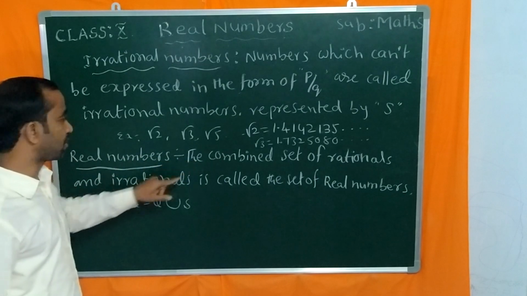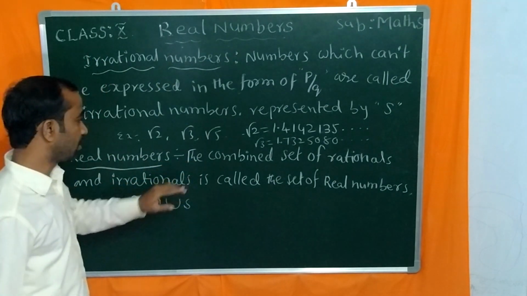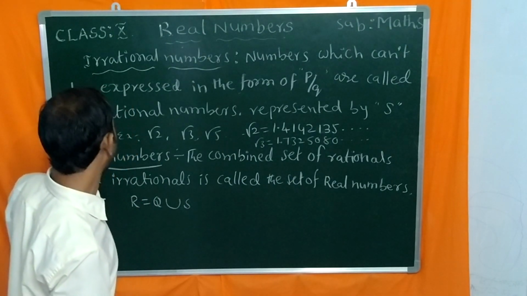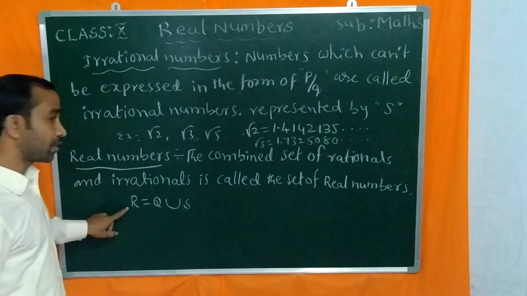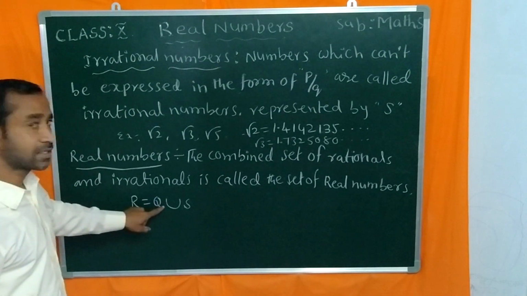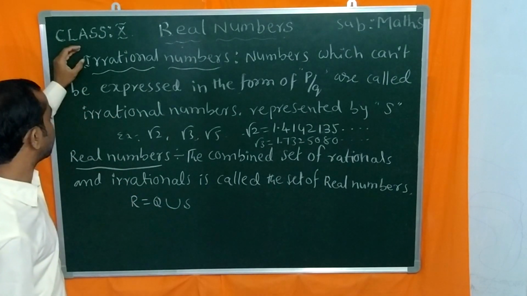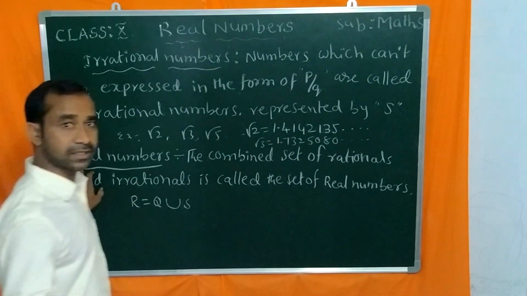The combined set of rational numbers and irrational numbers is called the set of real numbers. Real numbers are represented by capital R. Here R is the set Q union S. So including rational and irrational numbers are called real numbers.